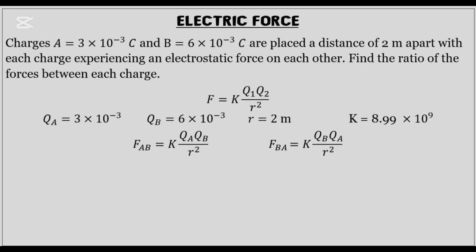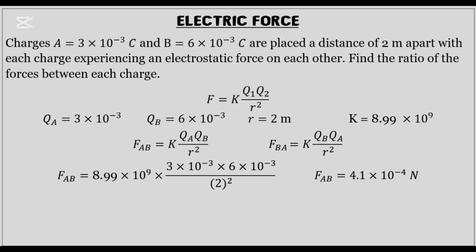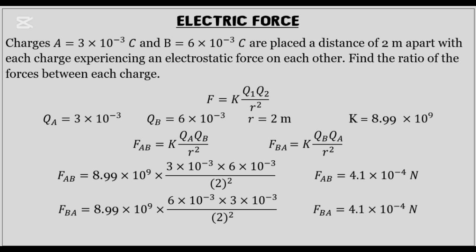So we do a substitution for FAB: the K constant, QA, QB, then the distance, which is 2. We square it to get our FAB, which was 4.1 times 10 to the power minus 4. So follow the steps, compute to see if you get the same value as shown here. Then we do the same for FBA. We substitute 8.99 times 10 to the power 9 into the equation, QB, QA, then the distance given. We compute it. Then we had 4.1 times 10 to the power minus 4.